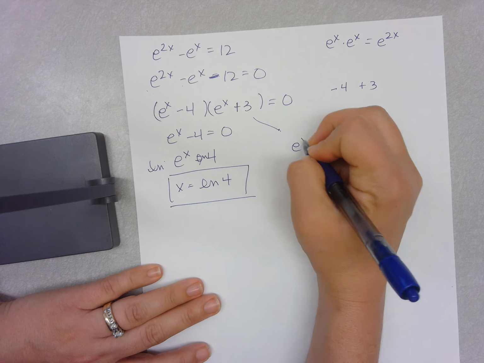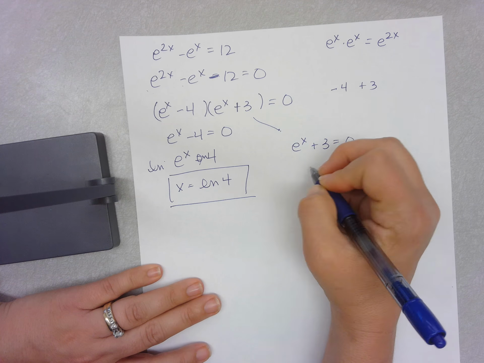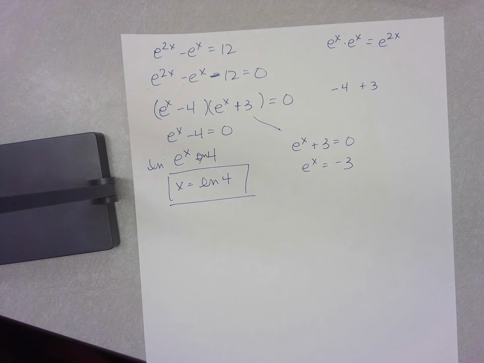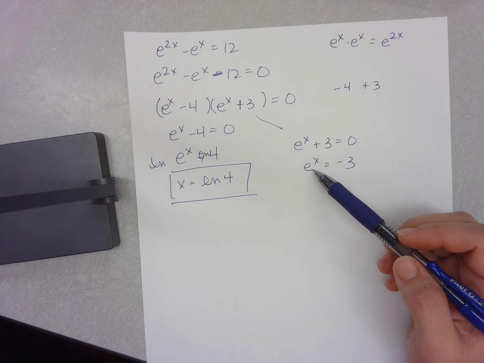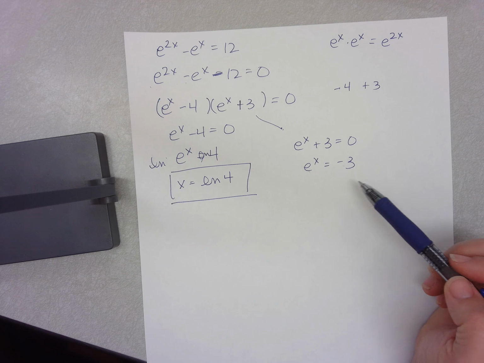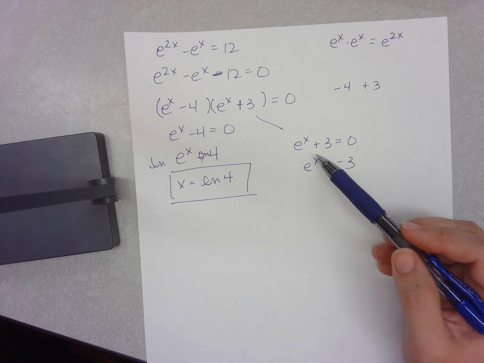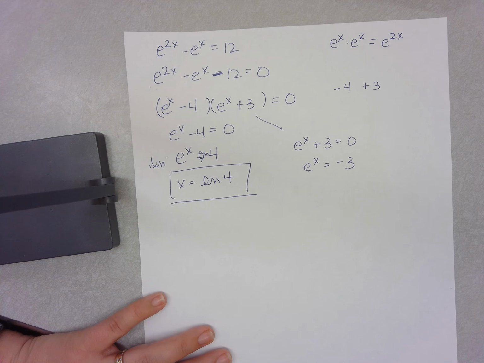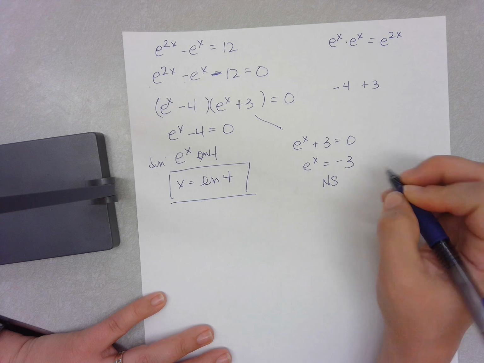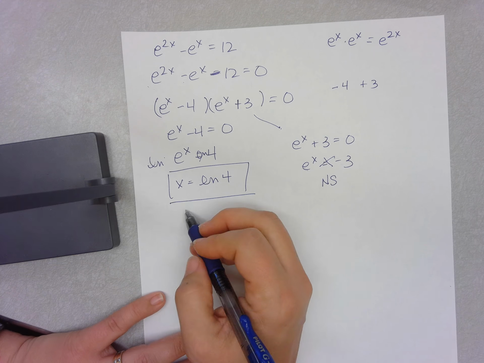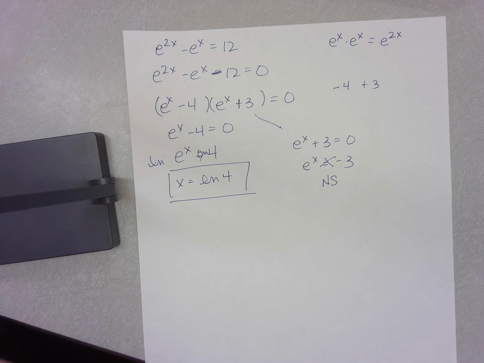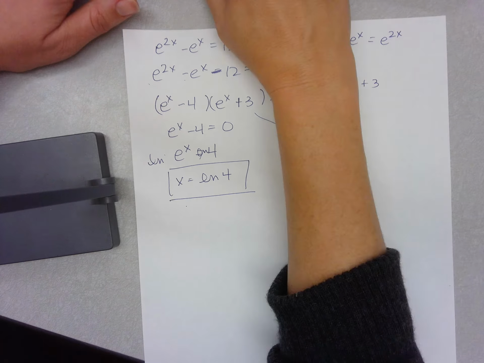So if I have e to the x plus 3 equals 0, I have e to the x equals negative 3. And I can stop right there because there's no way that I can raise a positive base to an exponent and get a negative number. I can raise it to negative exponents, but then I just get a really small number. I never get a negative number out of it. So this one doesn't give me a solution. And so this is my only one. All right, so that was solving different types of exponential functions. Next time it will be logarithmic.